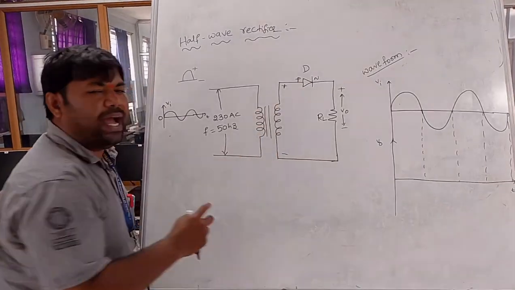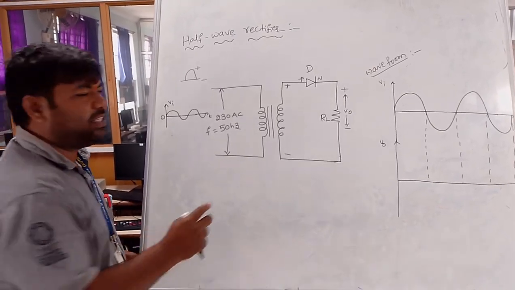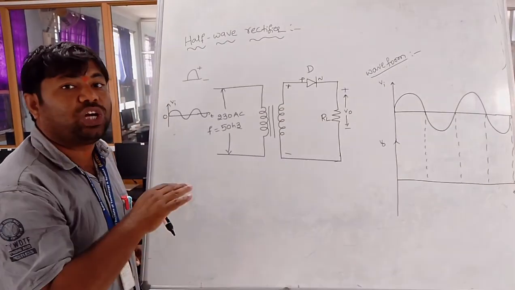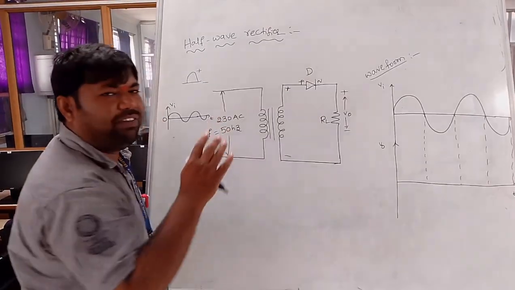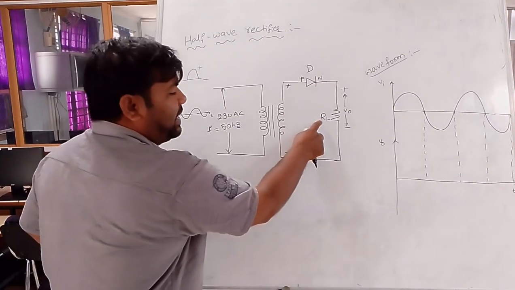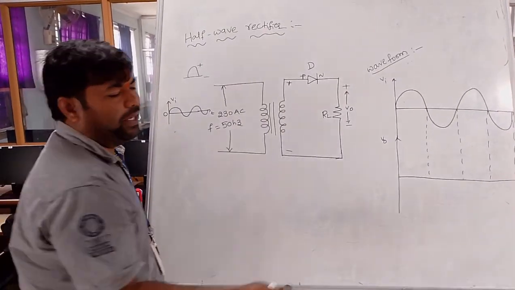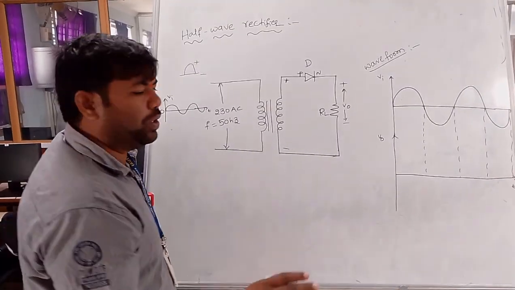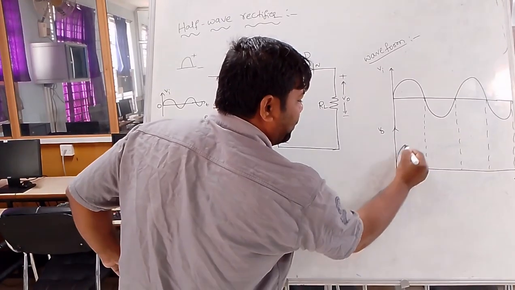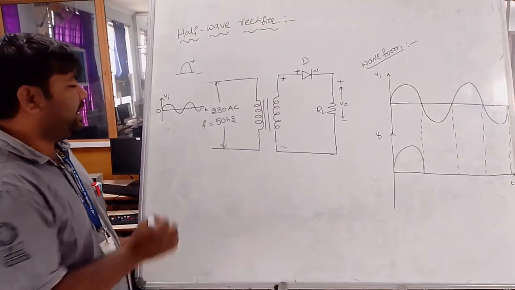Whenever the diode polarity and the applied input voltage are the same polarity, the diode acts in the forward bias condition. Forward bias means the diode acts as a short circuit, so the current flows through the diode. Through the load resistor RL we get the output. That means during the positive half of the cycle, we get the DC output.